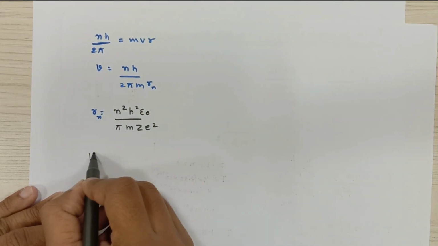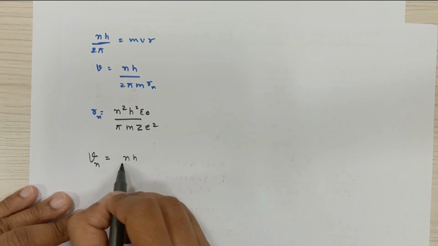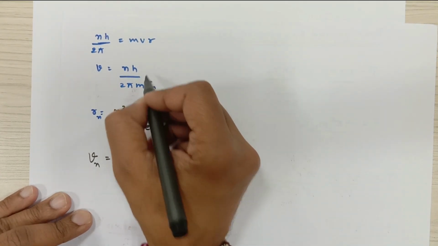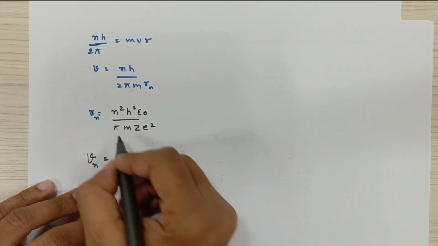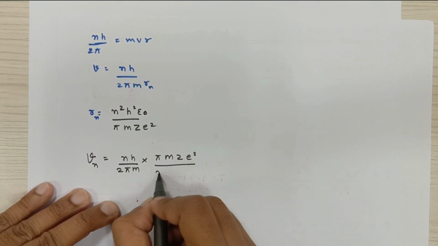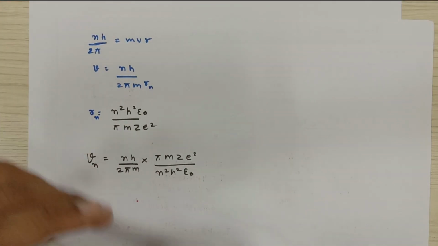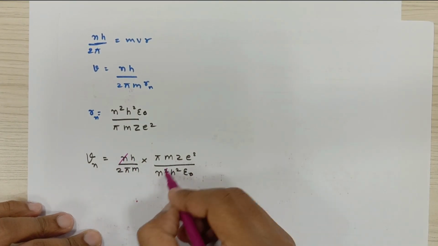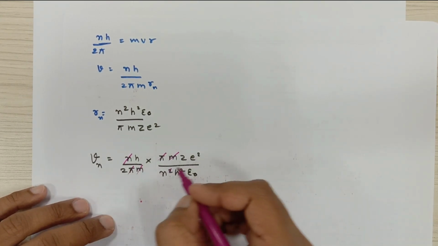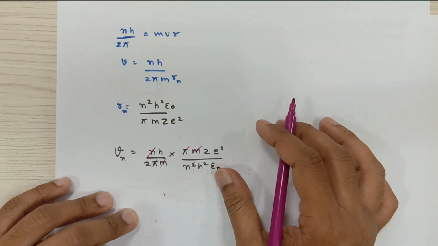So the velocity for an electron in the nth orbit will be equal to nh upon 2 pi m into 1 upon rn. I'm just going to take the reciprocal of the radius expression: pi m z e square upon n square h square epsilon 0. Now I'm going to cancel the n from here, the mass of the electron, and pi gets cancelled. Now what else is getting cancelled over here? h, z, e square. Okay, now nothing is getting cancelled.